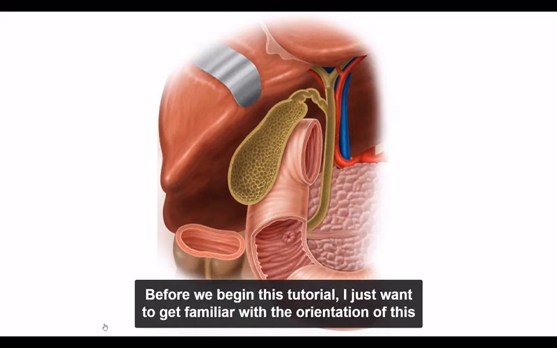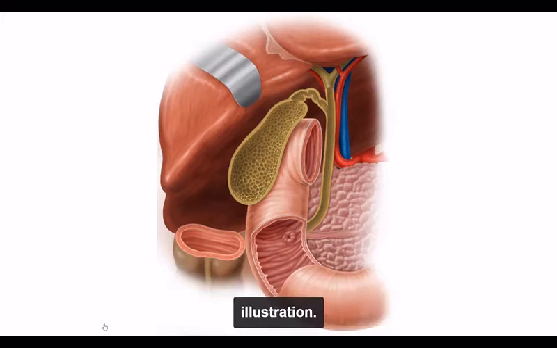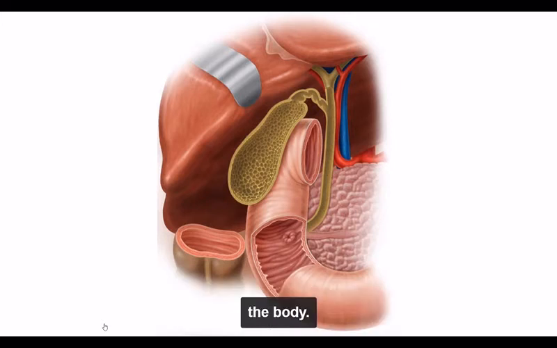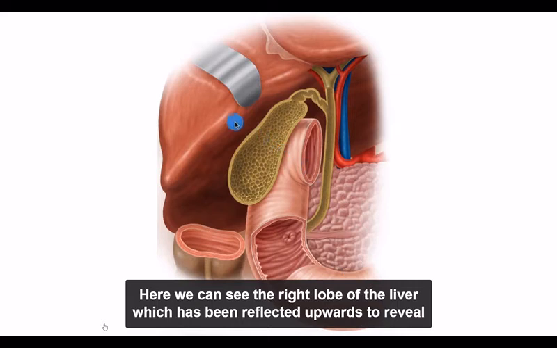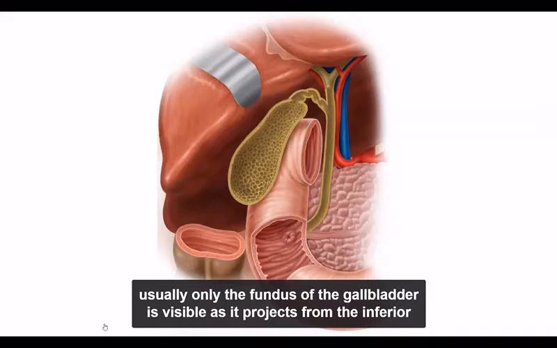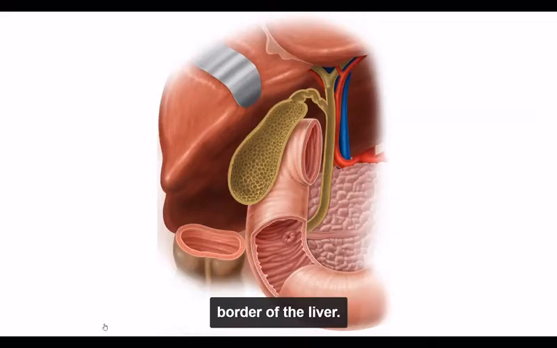Before we begin this tutorial, I just want to get familiar with the orientation of this illustration. So here we have an anterior view of the body, and we're looking at the right-hand side of the body. Here we can see the right lobe of the liver, which has been reflected upwards to reveal the entirety of the gallbladder. Whereas when the liver is in its normal anatomical position, usually only the fundus of the gallbladder is visible, as it projects from the inferior border of the liver.